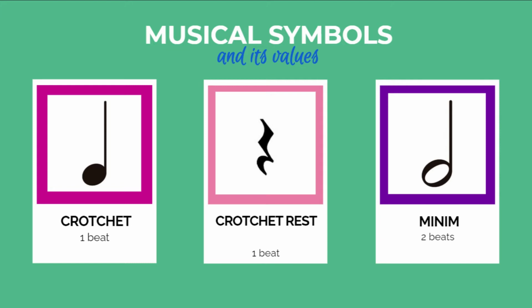The first one is the crotchet, which values 1 beat. Then we have the crotchet rest. It also values 1 beat, but it doesn't sound. Remember, this is a rest. Finally, we have the minim. The minim values 2 beats.